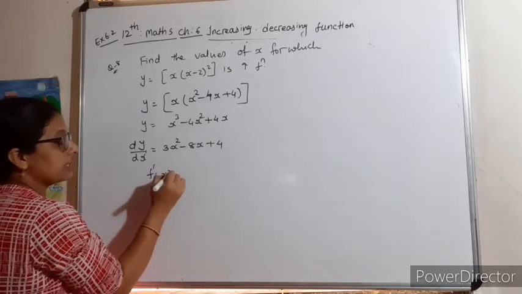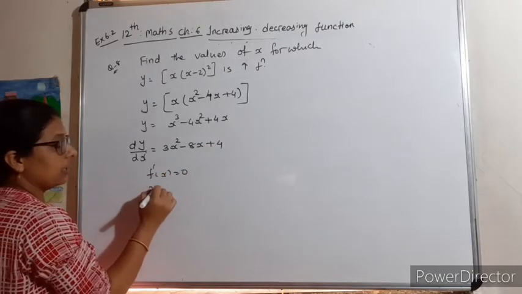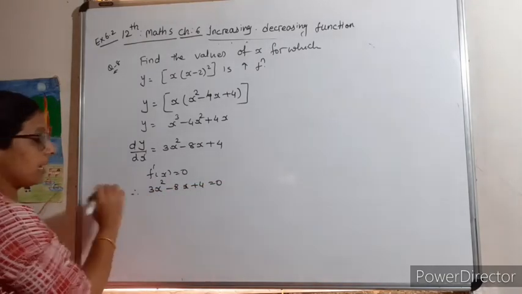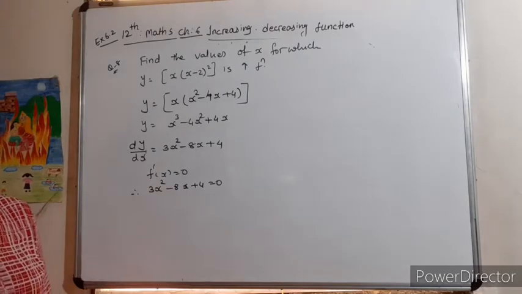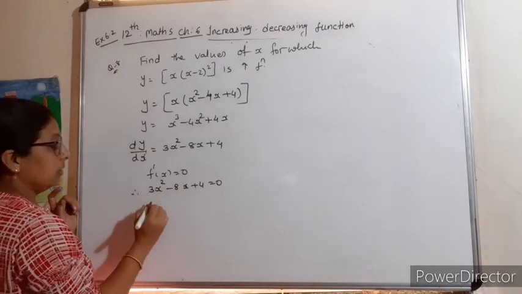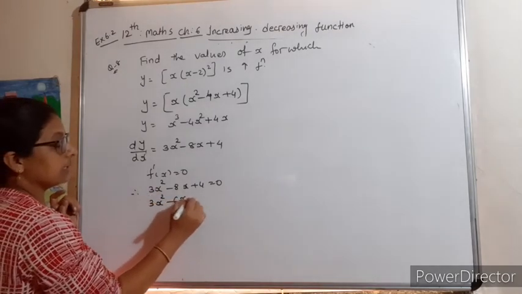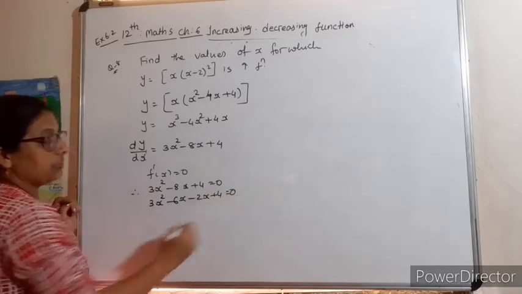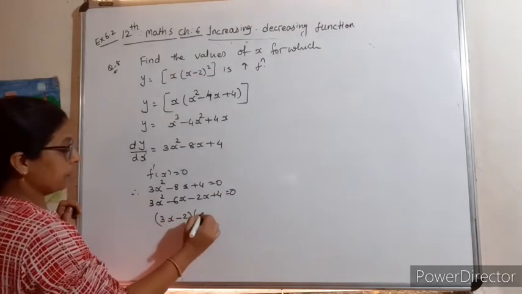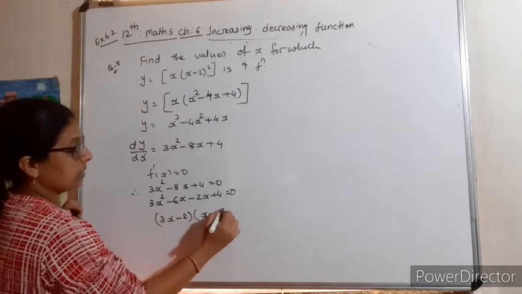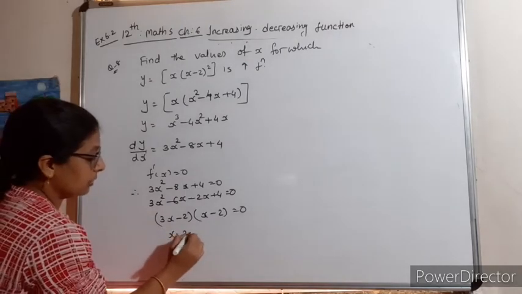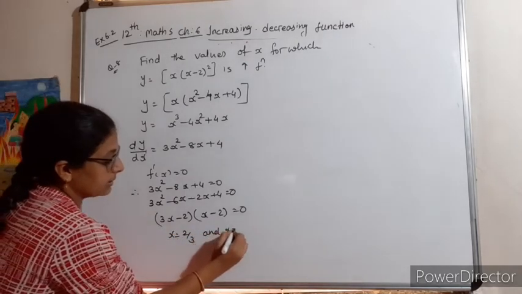If you take f dash x equal to 0, you will get 3x square minus 8x plus 4 equal to 0. So you have to find the factors and find the value of x. How to find it? 3 4s are 12. So 3x square minus 6x minus 2x plus 4. You have to factorize it. So the factors are 3x minus 2 and x minus 2 equal to 0. So you will get x is equal to 2 by 3 and x equal to 2.